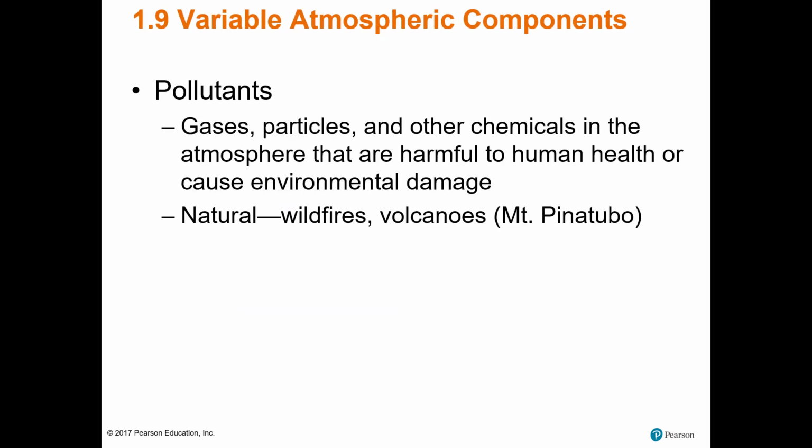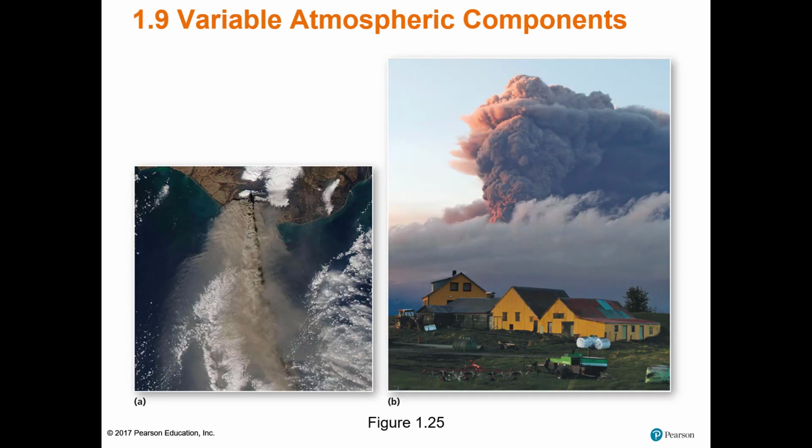There are pollutants in our environment, and pollution doesn't necessarily mean that it comes from man. But pollutants are defined as gases, particles, and other chemicals in the atmosphere that are harmful to human health or cause environmental damage. There are natural pollutants such as wildfires and volcanoes, as well as the decaying of animals and the breakdown of plants and dying living things.